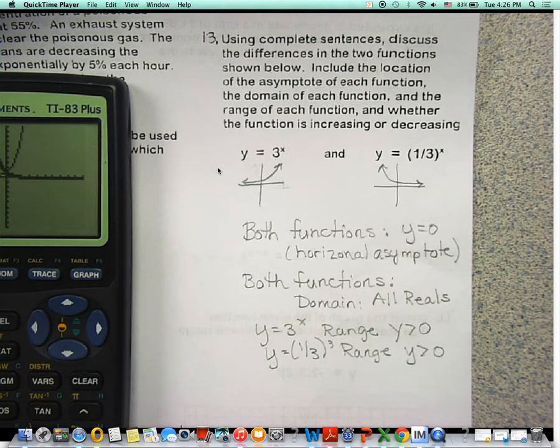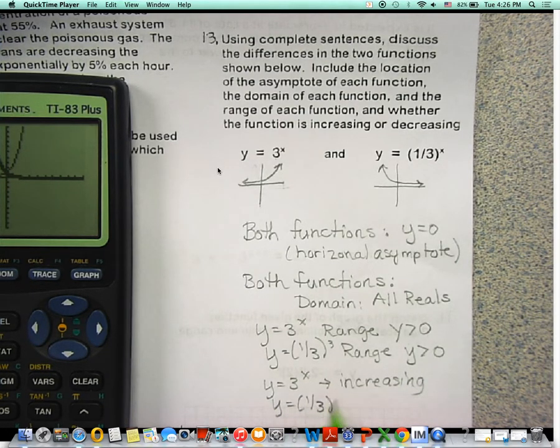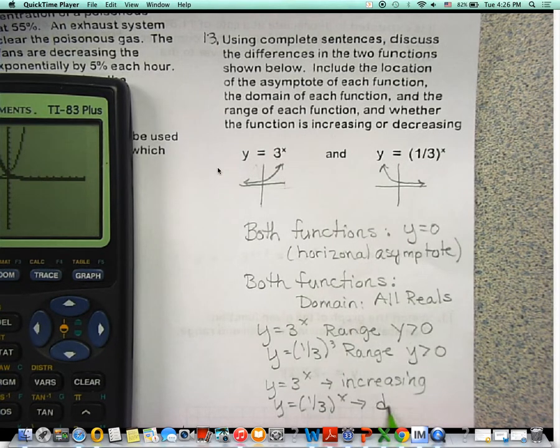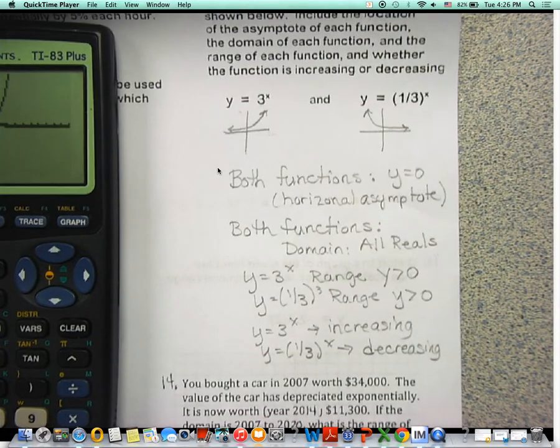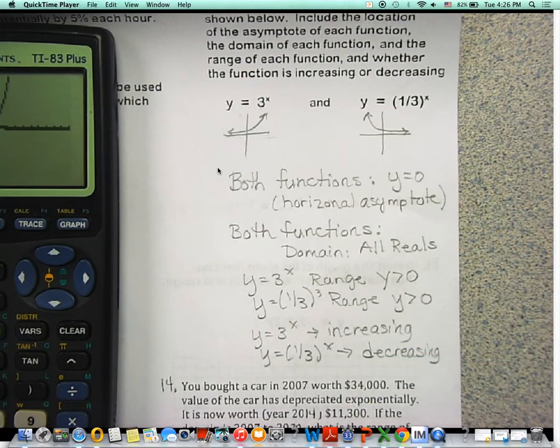Okay, and then tell whether the function is increasing or decreasing. Y equals 3 to the x is obviously increasing. Y equals 1/3 to the x is decreasing. On your test, you will write this information in complete sentences, or I will count off. I want it written in complete sentences.